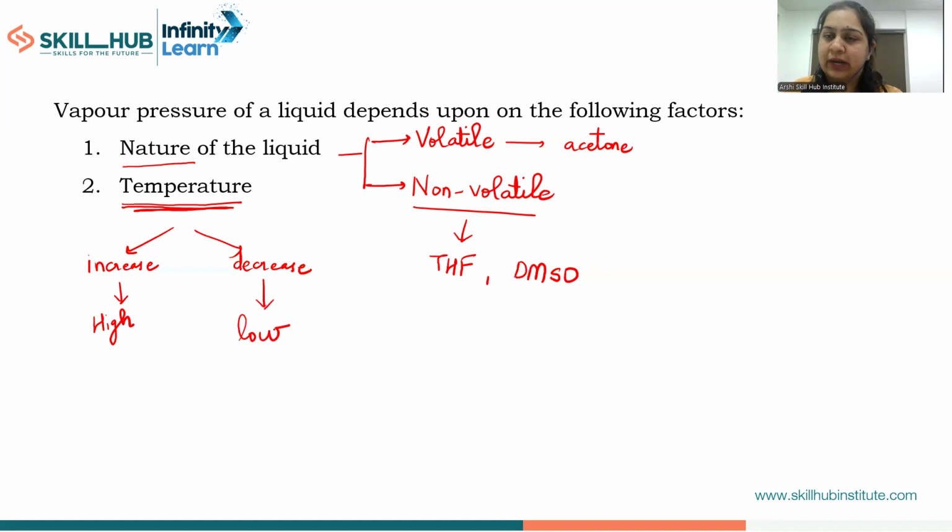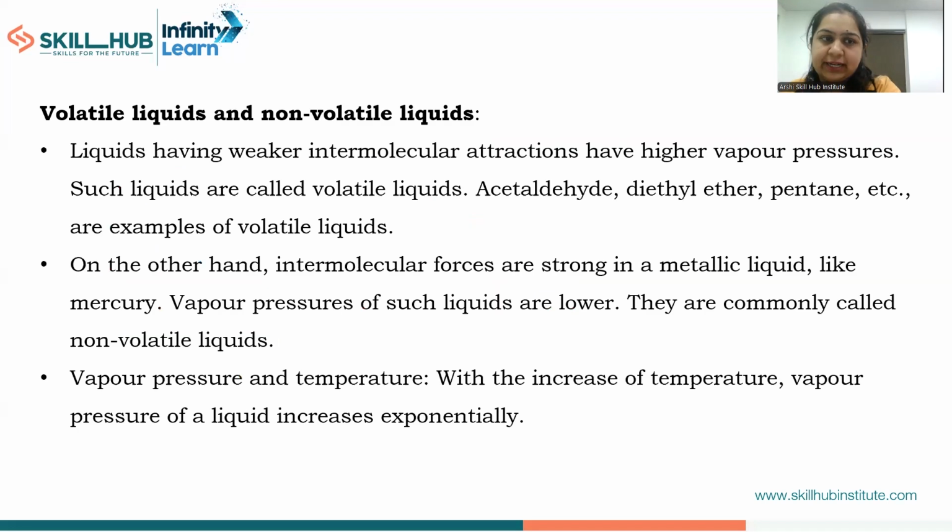So these are the two factors on which the vapor pressure is based. One is the nature of the liquid, depending on whether the liquid is volatile or non-volatile. A volatile liquid will evaporate very easily, so I can say the vapor pressure over there will be more as compared to non-volatile liquids. And similarly with temperature, as we increase the temperature, the number of vapors formed will increase, and if the number of vapors formed is increased, there will be high vapor pressure. So that is how it depends. Vapor pressure depends on these two factors. Let us just see the slide.